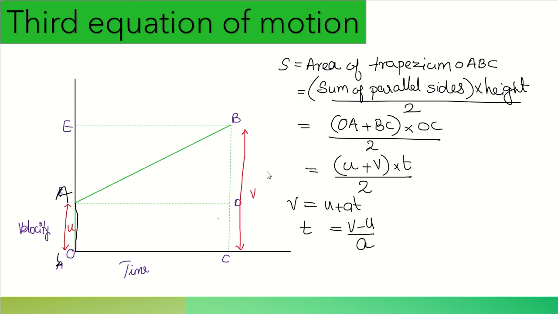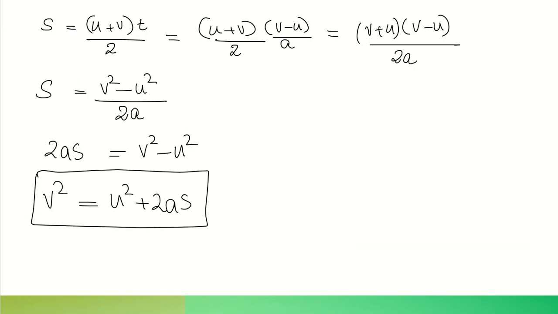Okay. So parallel sides is OA and BC. OA is u, initial velocity. BC is final velocity v, and OC is time. Now what we have done, since we know that the third equation of motion doesn't contain time, and here the formula we have obtained has a time content in that, we have to eliminate that time. So to eliminate that time, we are taking the help of our first equation of motion. So first equation of motion, from there I got the time as (v minus u) by a. Then we applied the mathematical formula, (v plus u) into (v minus u) is v square minus u square, by 2a.